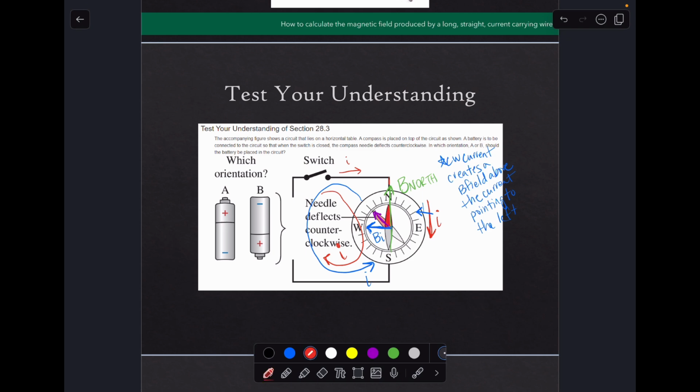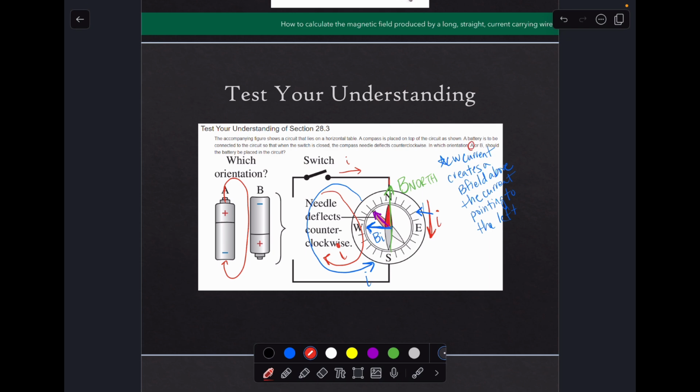Well, recall that current is the flow of positive charges. So positive charges leaving a battery would leave the positive terminal and be attracted to the negative terminal. So battery A is the battery that provides the clockwise current, and therefore your answer is battery A.